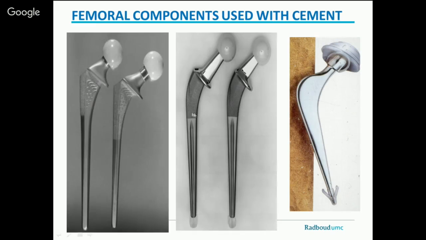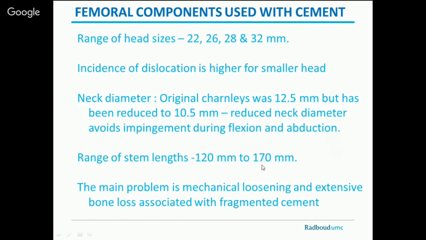Okay, now there are all kinds of different types of components used with cement. I just showed you a few. So this is the luminous. This is another type, and this is the highly polished one. This is the Exeter one. And these implants come with different sizes. So the head sizes are from 22. This is the Charnley prosthesis, the man of the hip I just explained. He invented the implant with a very small diameter.